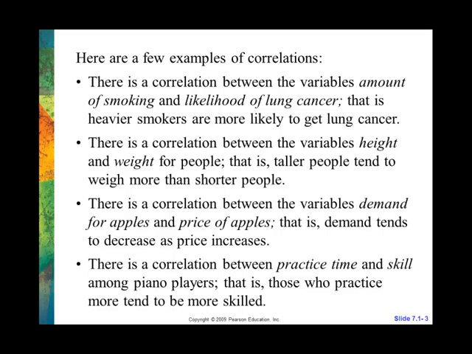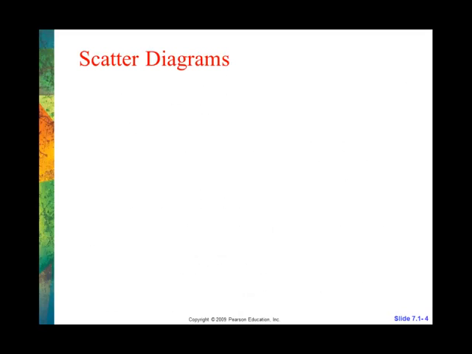Practice and skill. The more you practice something, the better you become at it. So if you practice a lot of piano, you'll become better. The more you practice statistics, the better you become at it. So those are examples of correlation.